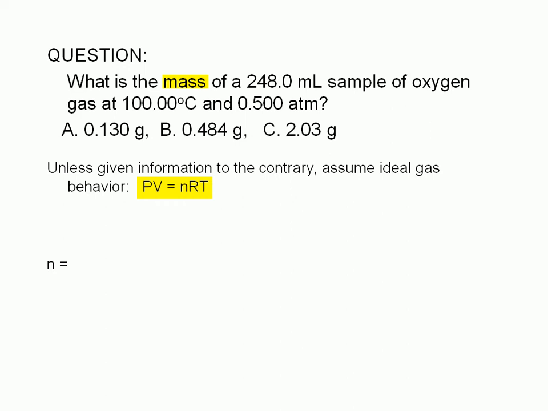Rearranging the equation, we see that n is equal to pressure times volume divided by R times T. Plugging in the numbers from the problem, pressure is 0.500 atmospheres. Volume is given in the problem as 248.0 milliliters. We plug it in as 0.2480 liters.